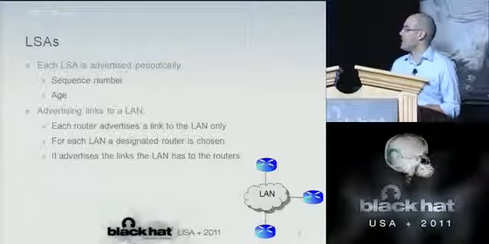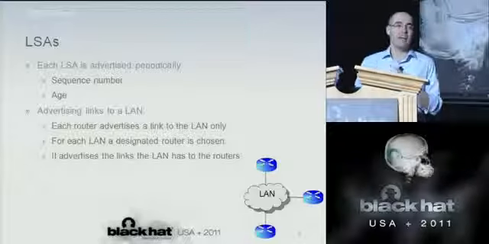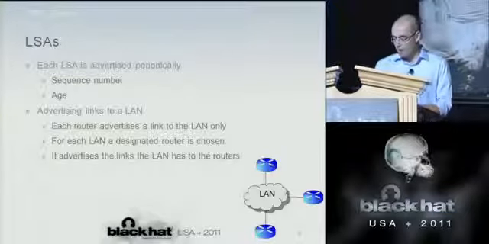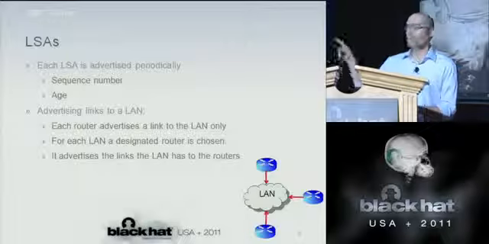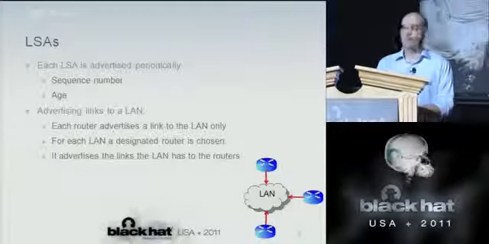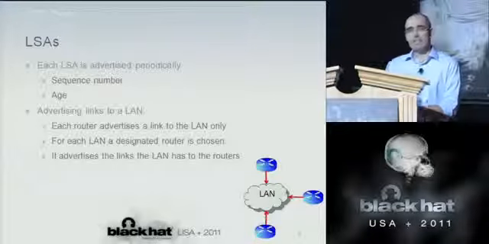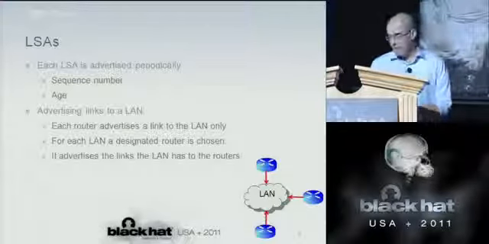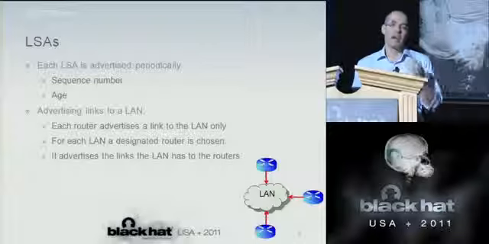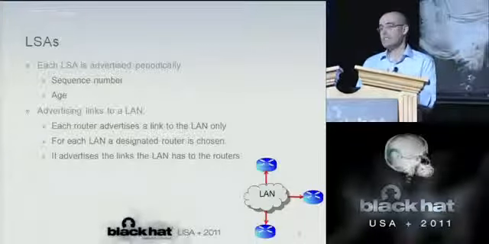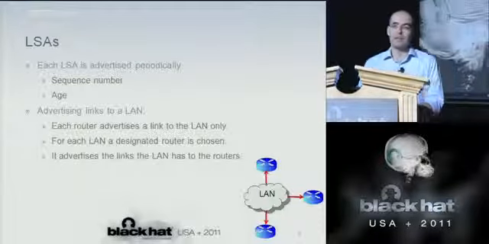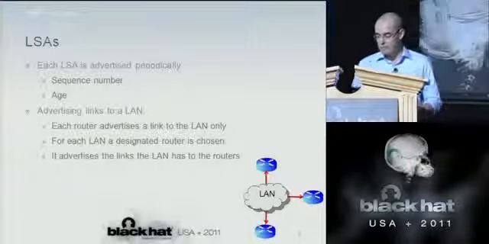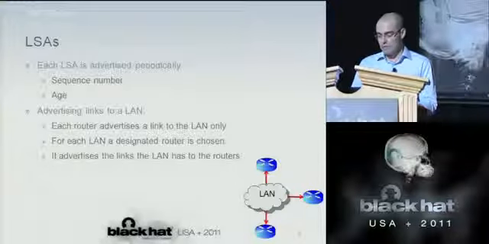Okay. And one other thing is advertising links on a LAN. Now, OSPF defines the following procedure for advertising links to a LAN. Each router first advertises a link to the LAN itself, not to other routers which are connected to it. And in addition to that, one router is named the designated router of the LAN, and it advertises another LSA on behalf of the network itself, which advertises links back to all the other routers that are directly connected to the network. And this is how advertisements on a LAN, this is a transit network, work out.